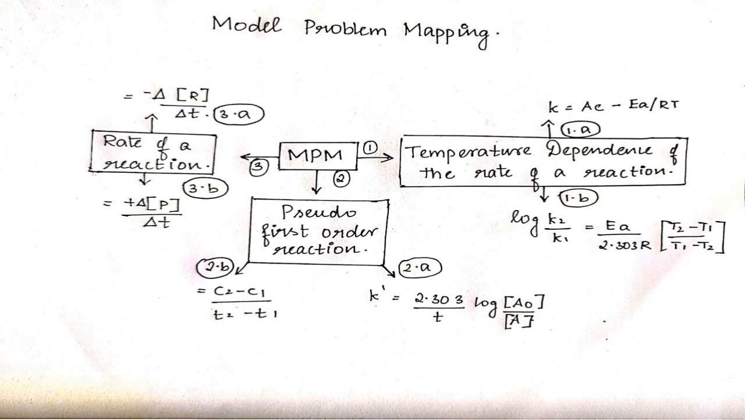They are of two types. C2 minus C1 divided by T2 minus T1, and k dash is equal to 2.303 divided by t into log A naught divided by A. Third, rate of a reaction, which is of two types. First, minus del R divided by del T. Second, plus del P divided by del T.